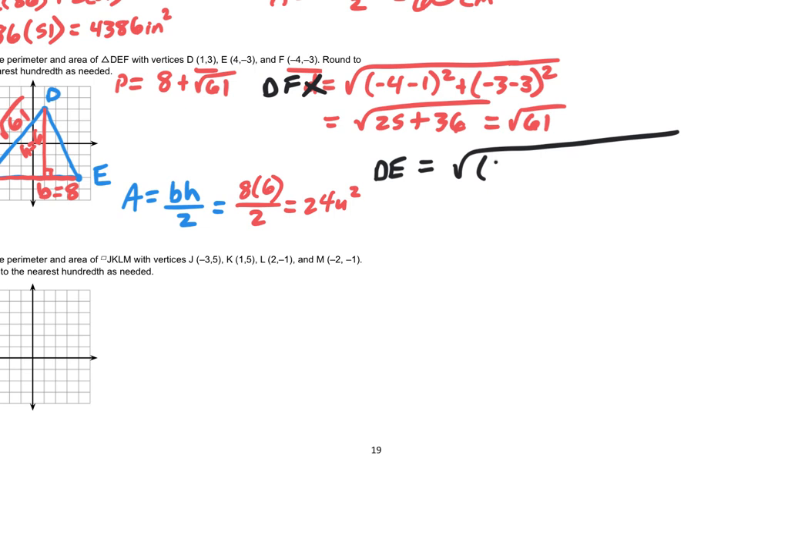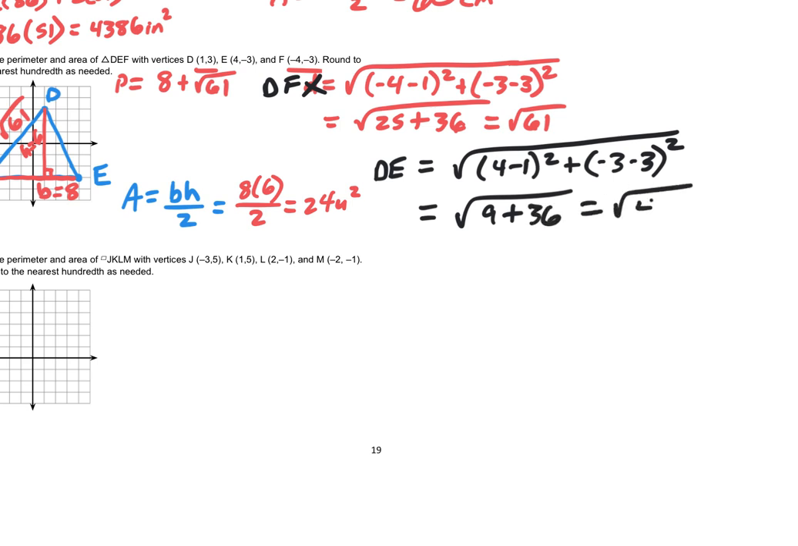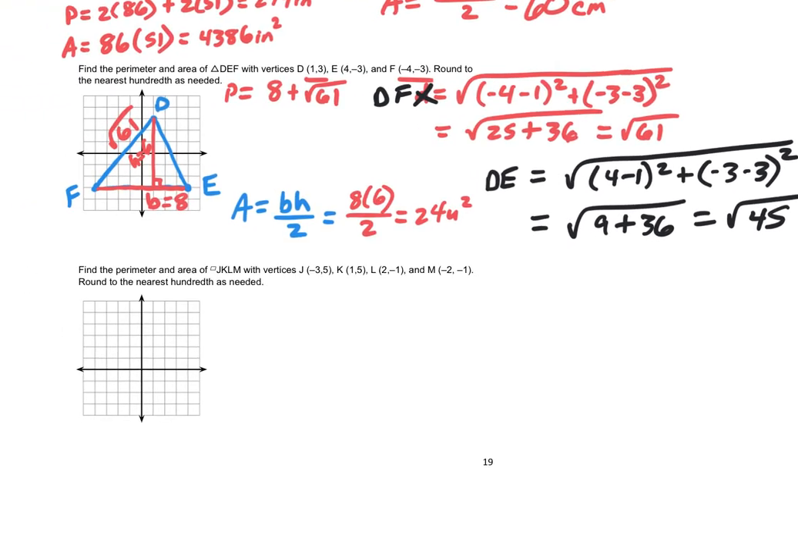So we're going to go 4 minus 1 squared plus -3 minus 3 squared. Okay, 4 minus 1 would be 3. 3 squared would be 9. -3 minus 3 would be -6. Squared it would be 36. So then that becomes radical 45.